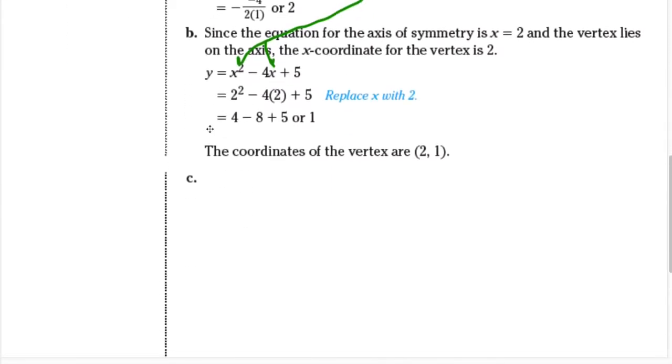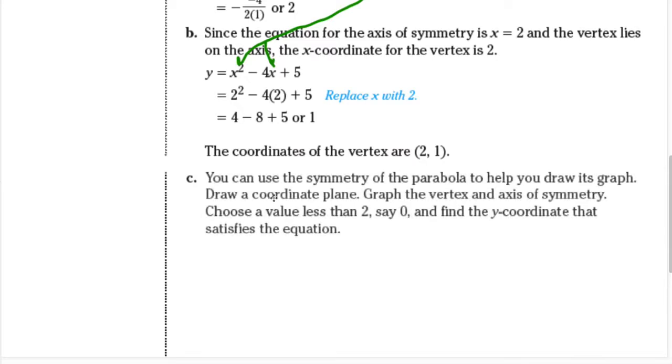This is a little bit tricky, so pay attention, rewind if you need to. You can use the symmetry of the parabola to help you draw its graph. Basically, you can use the line of symmetry to help you draw that graph. Graph the vertex and its axis of symmetry, and then choose a value less than 2, let's say 0, and find the y-coordinate that satisfies the equation. First we want to graph the vertex and the axis of symmetry.